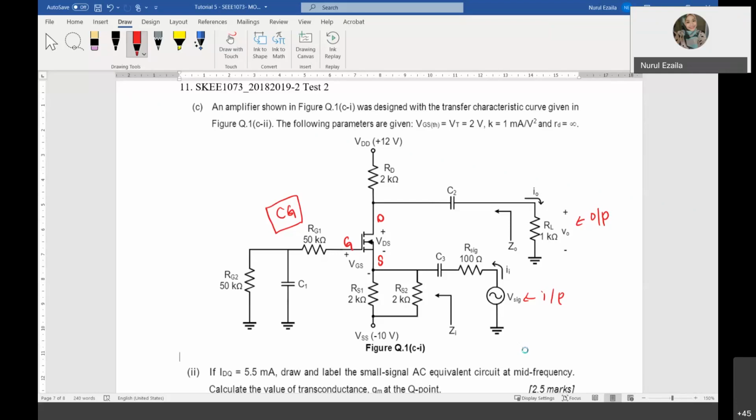Another thing, this is a very good example: you have two sources over here, plus VD and also minus VD. What happens to these two sources in the AC equivalent circuit? Both will be grounded. Please, in test 2 later, look carefully at how many voltage sources are given, and in the AC equivalent they will be grounded.